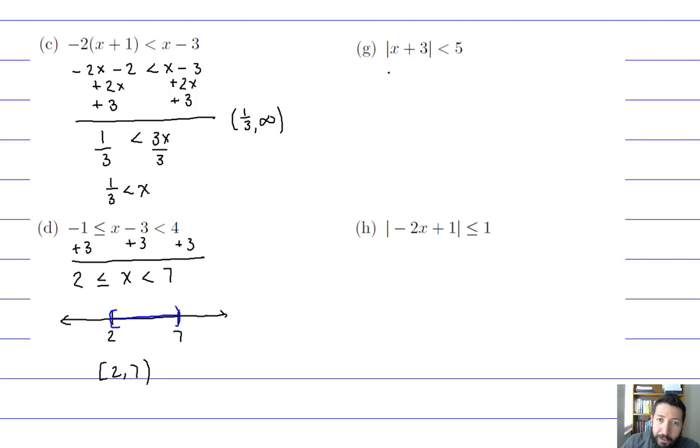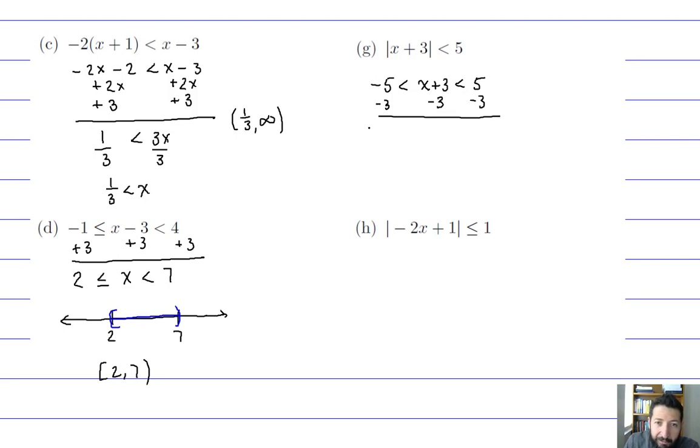So the way you rewrite this is: the values of x that make x plus 3 greater than negative 5, but less than 5. So that's how you rewrite that inequality. Again, very similar to what we did with equations, right? We had plus or minus, so the same thing is going to happen here. So I'm going to subtract 3 on both sides.